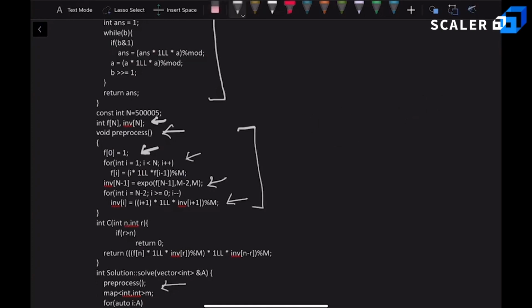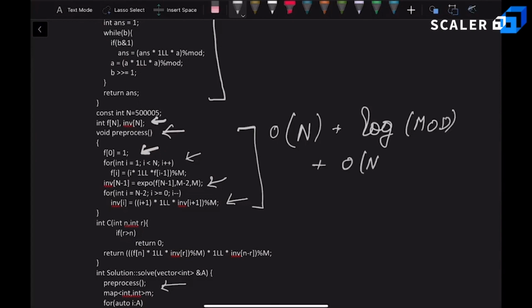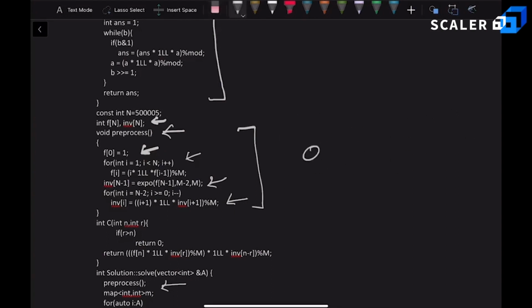O of n for calculating all the factorials, and then we calculate inverse factorial of n minus 1, and that is log of mod, because we use binary exponentiation here. But now we again use a single loop, so we'll again have an O of n. So we can actually say that this is of the order n, because log of mod will actually be quite smaller. So we can do this preprocessing in O of n.